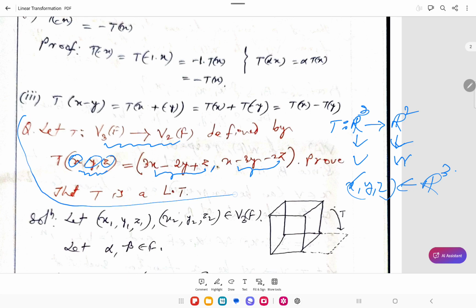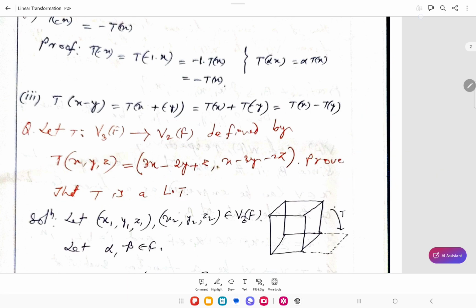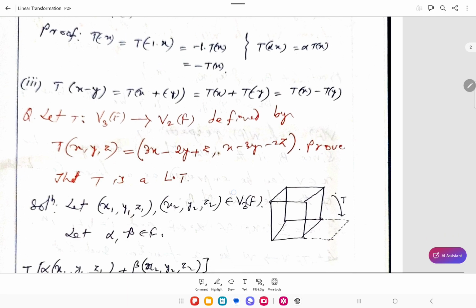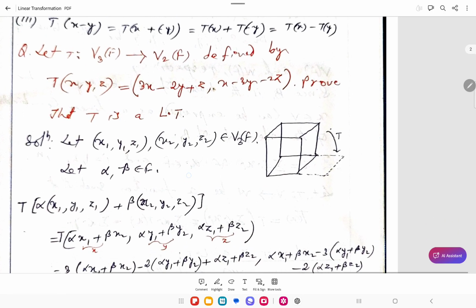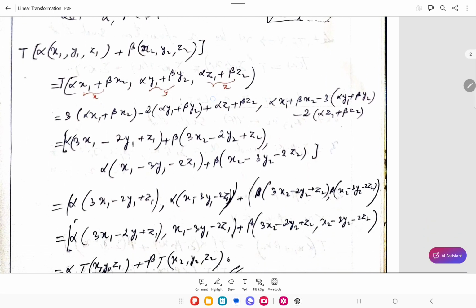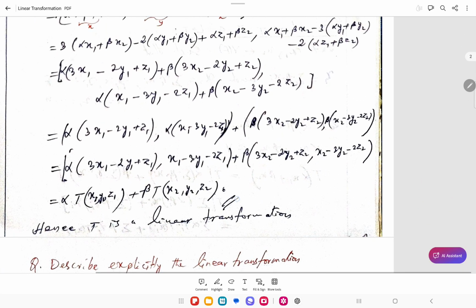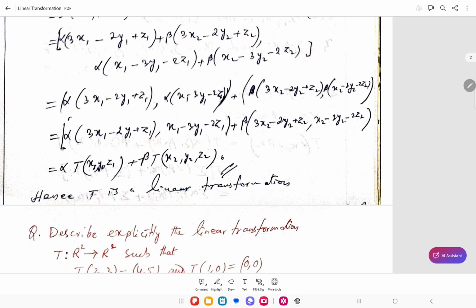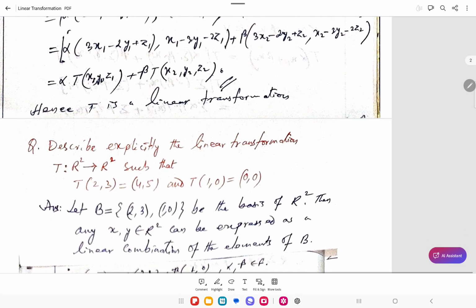This is an example of a linear transformation. And how is it a linear transformation? So we have a proof. We can prove this, but in this video I will not prove it. Maybe we can discuss in the next video how this is proved. This proof is simple. You can even try yourself, or I will try to discuss it in the next video.